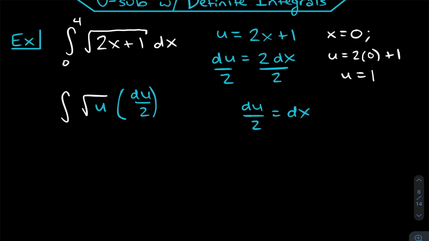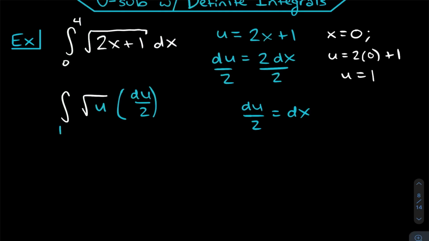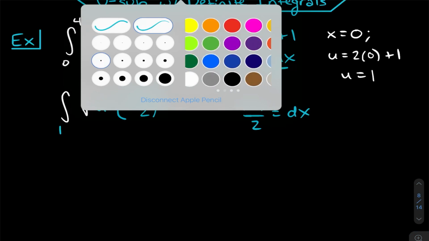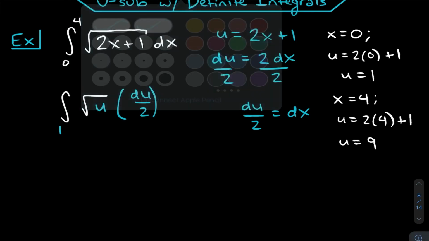So the lower bound here is going to be 1. Right, it replaces the 0. And then we have x equals 4. What is u going to equal? Well, we plug that into our u equation, and we get that u is going to be 9. And so our upper bound is 9.